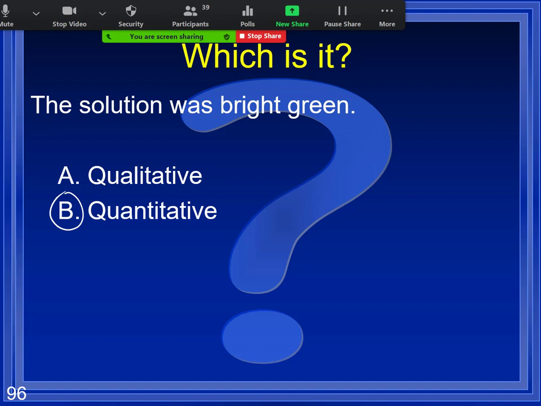The solution is bright green. Oops. Qualitative or quantitative? Well, here's the thing.